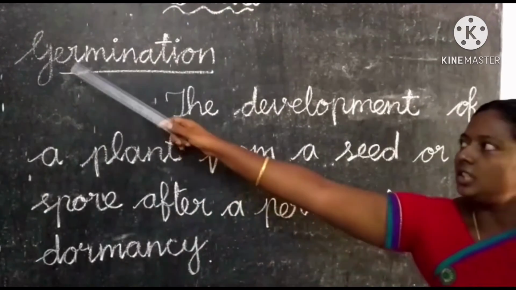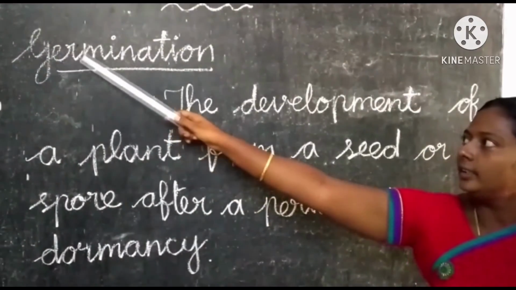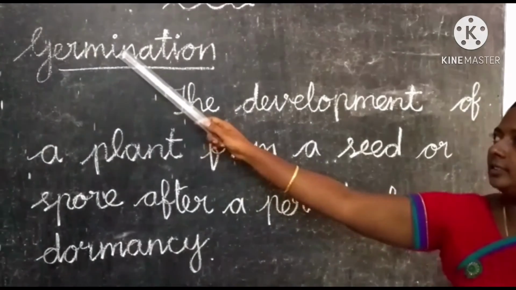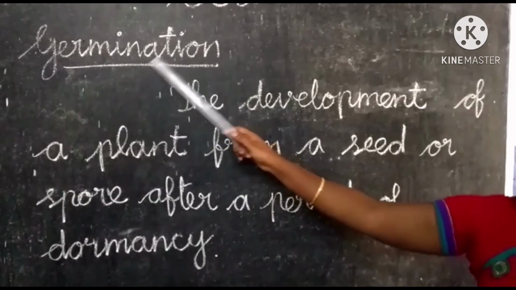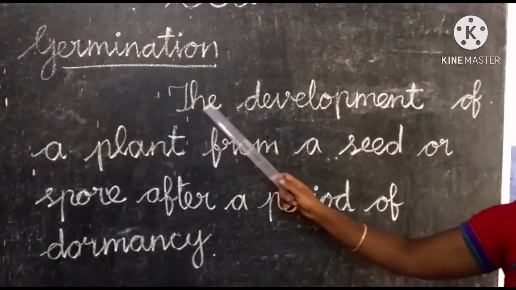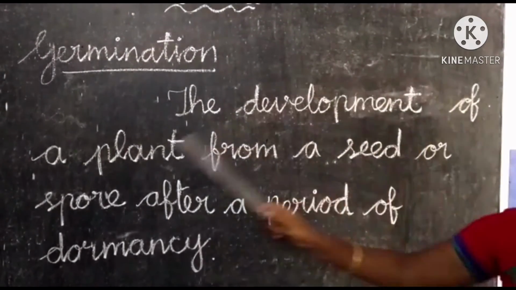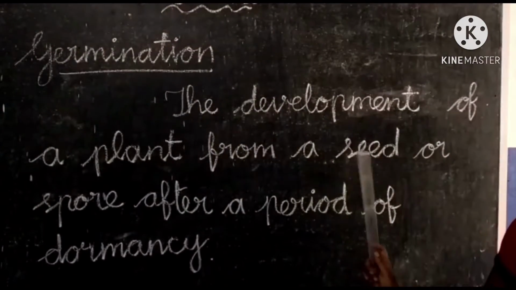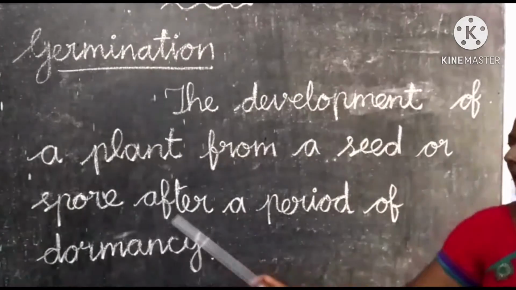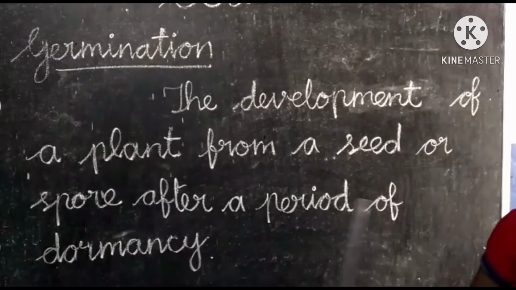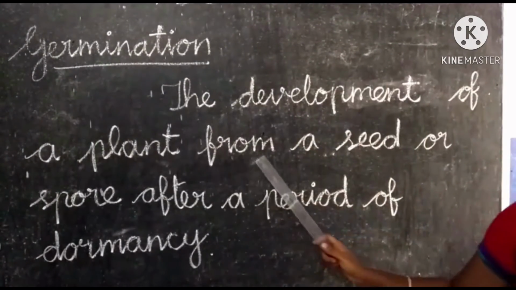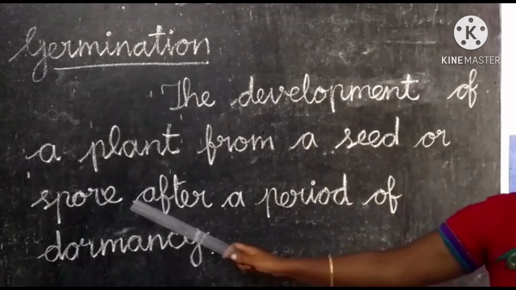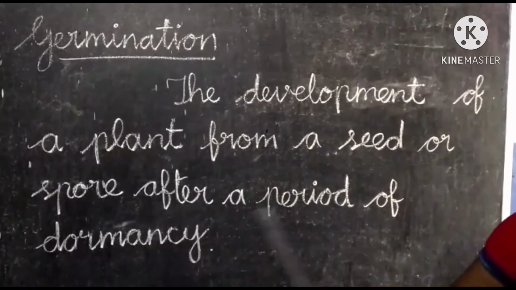Germination. G-E-R-M-I-N-A-T-I-O-N. Germination means the development of a plant from a seed or spore after a period of dormancy.